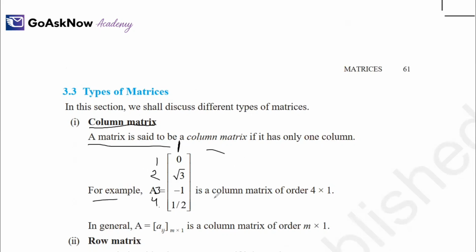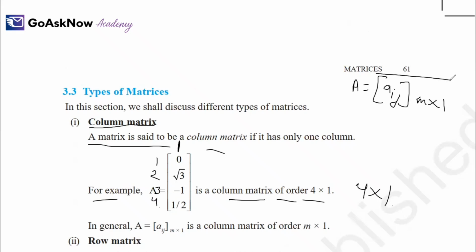For example, this is a column matrix of order 4 cross 1. In general, aij of order m cross 1 is a column matrix of order m cross n with n equal to 1. Here you can see that the 1 is in the second place of the order, because the second number represents the number of columns, and the number of columns here is 1. That is why it is represented like this.